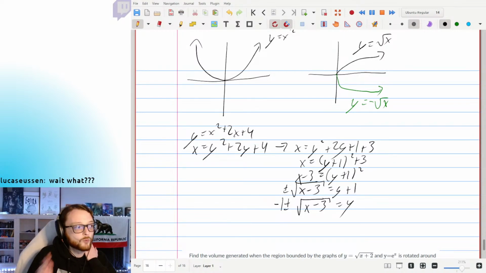And so if you just want one simple thing to graph, then yeah, delete the minus, because a calculator doesn't know what to do with plus or minus.